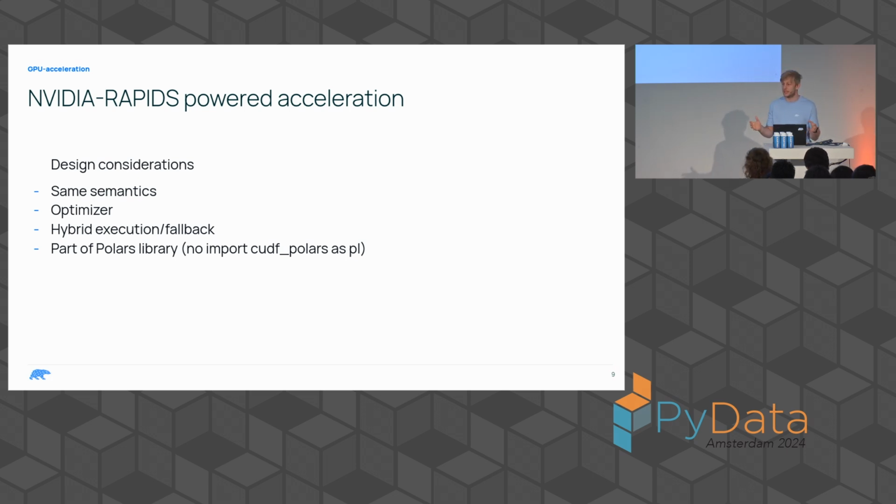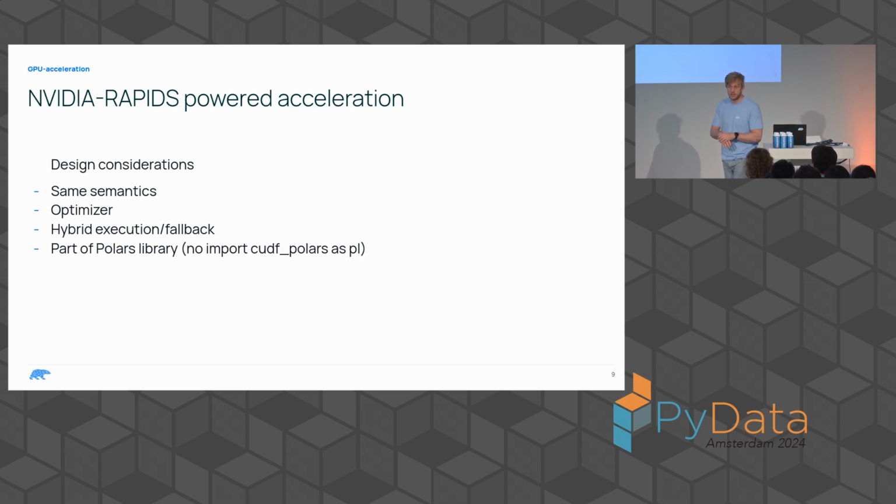Second, we need to use the optimizer. It doesn't make any sense to start accelerating data or accelerating work when you could have proven that you didn't need this work to do this work after all, right? What's the point of it? So we had to use the optimizer.